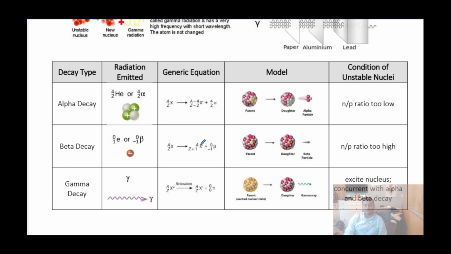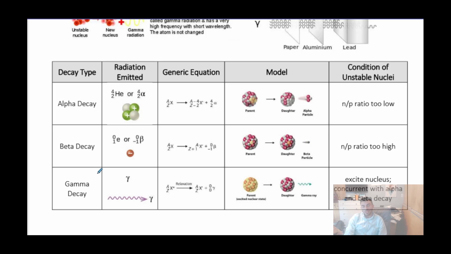Beta decay is where we have a neutron turning into a proton in the nucleus, so the atomic number increases by 1, but at the same time an electron is generated also, and that electron comes flying out, really high energy. That's what we call the beta particle.